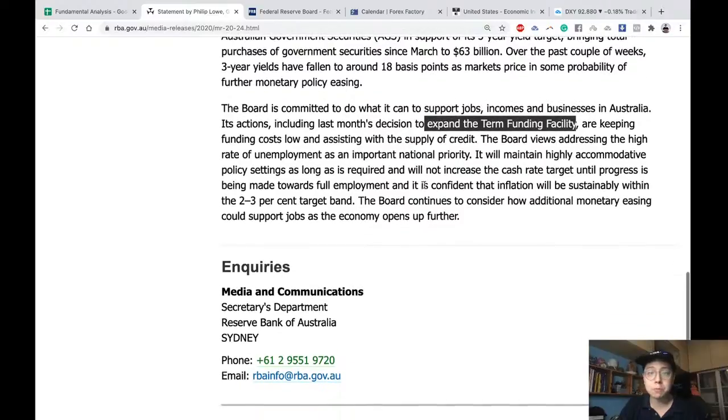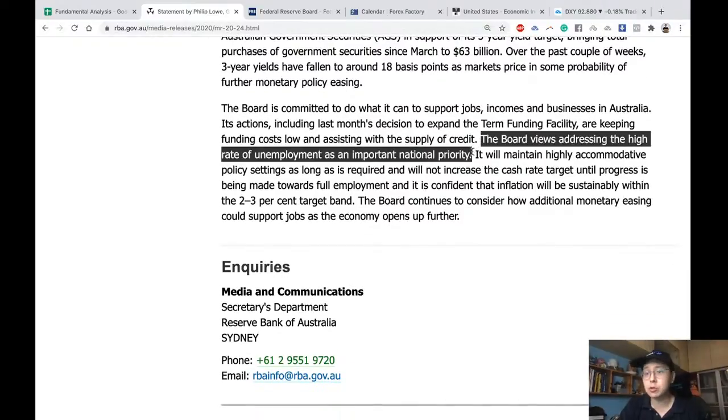So overall, round over here they also say the board views addressing the high rate of unemployment as an important national priority. So now, if today you read this statement, you know the Australian central bank, the RBA, their top priority is what? To make sure that people are being employed, because they stated here in their statement that the board views addressing the high rate of unemployment as an important national priority. So if today I'm a trader and I want to trade Australia, I know the bank is taking a very close look at the employment rate.